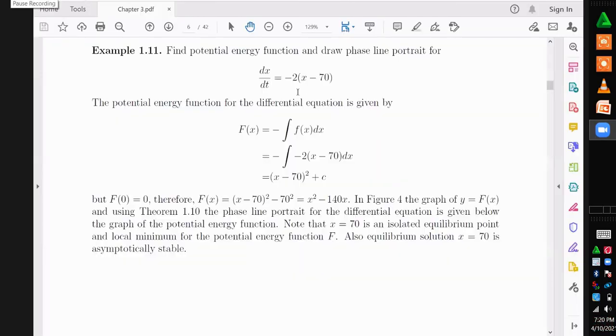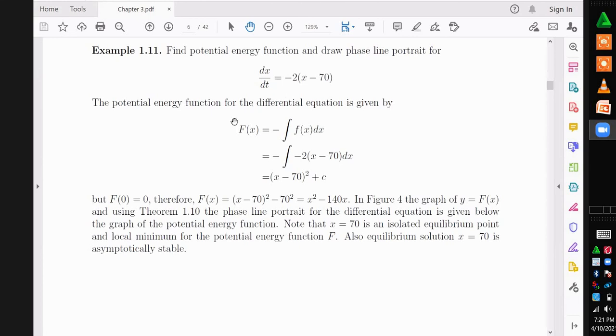This is a given differential equation: dx/dt = minus 2 into (x minus 70). Find the potential energy function for this differential equation. Also draw the phase line portrait for this differential equation. You can see this differential equation has equilibrium position x equal to 70. This is f of x, which is minus 2 into (x minus 70), so it has equilibrium position x equal to 70.